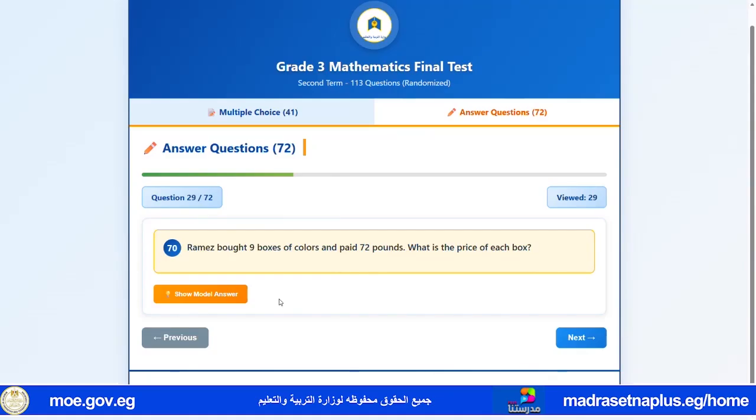Ramiz bought 9 boxes of colors. He paid 72 pounds. Can you tell me the price of each box? How many boxes? 9. Total 72. So 72 divided by 9 equals 8.